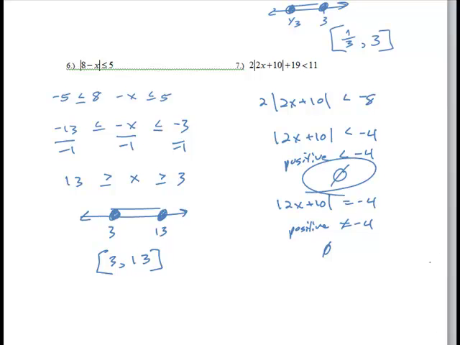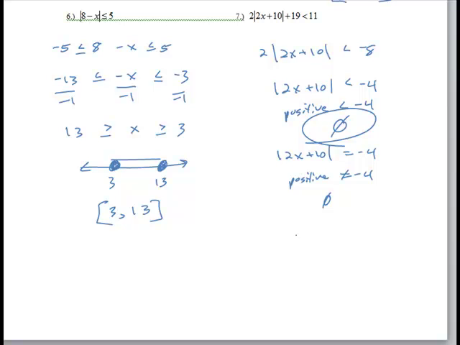However, if the inequality sign would have been greater than or equal to, for instance, the absolute value of 2x plus 10 is greater than -4, anything you substitute in there for x will be a positive number, and all positive numbers will always be greater than -4, so that would have been all real numbers or infinitely many solutions.